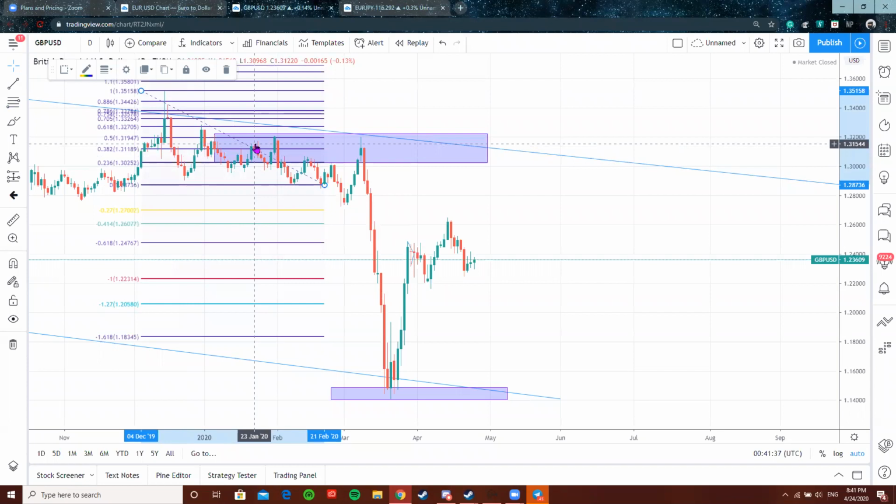True. But you wouldn't have really had a very good entry, right? Because the 38.2 isn't exactly a very good entry, right? The best entries are at the 50. The best entries are at the 61.8. Those are the best entries.